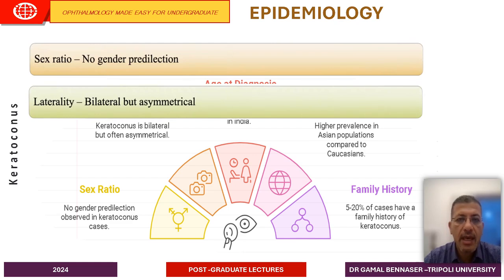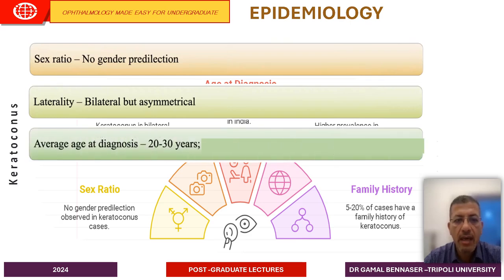Another point is, as I said in the definition, it is a bilateral disease, but usually it presents asymmetrically. So it can present unilaterally in one eye and then progress to the other eye.